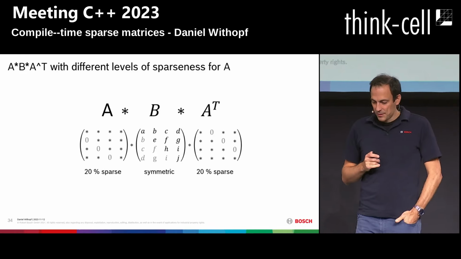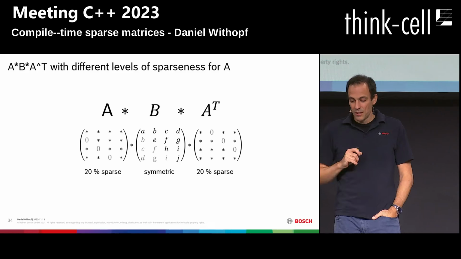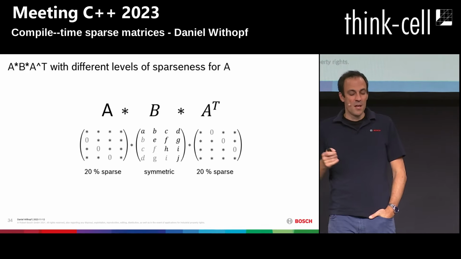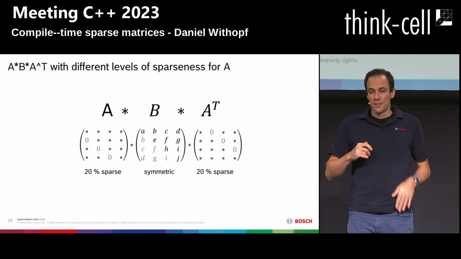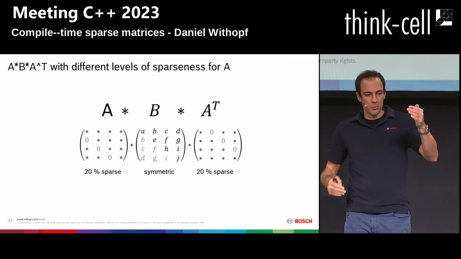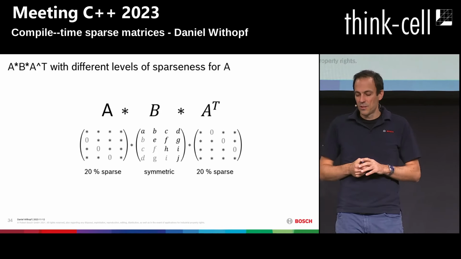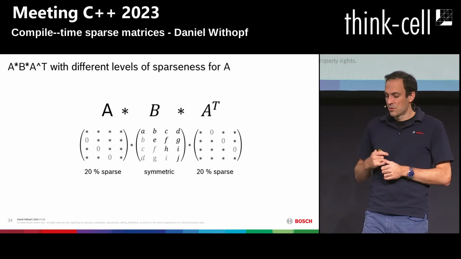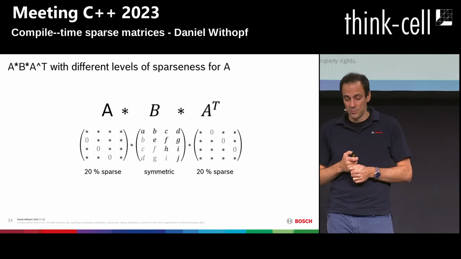Good, the second experiment that I want to report about is this operation here. So we're multiplying A times B times A transpose, and our matrix A on the left and right-hand side has varying sparseness. So we vary the sparseness in that matrix from 0 to 100%. So we're sort of increasing how many entries are zero in that matrix. And the middle matrix is always symmetric. So this could be from a covariance matrix that's being transformed to some other frame or a similar operation.